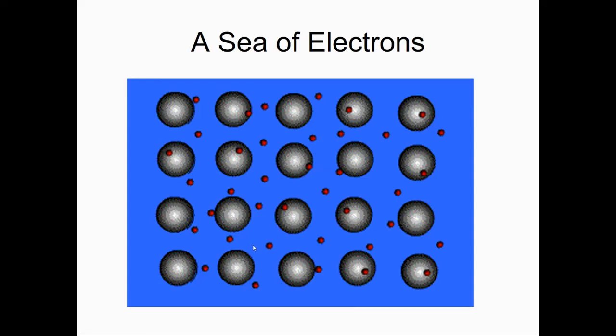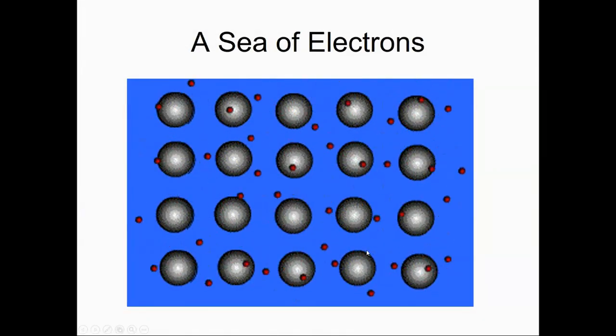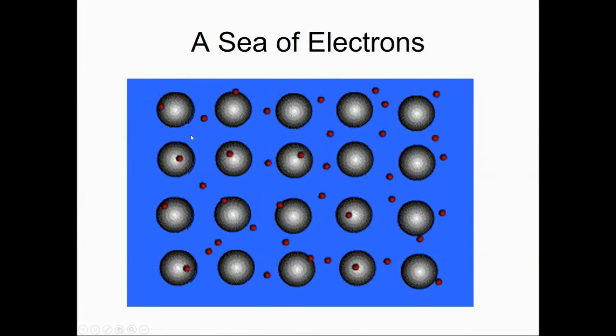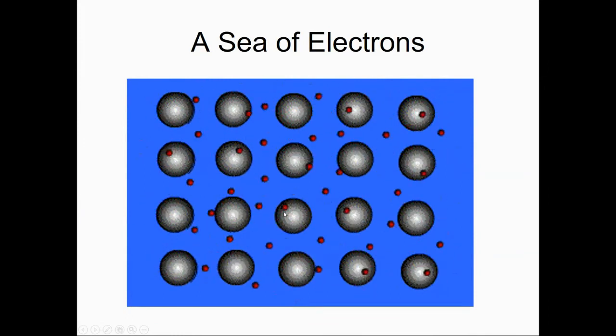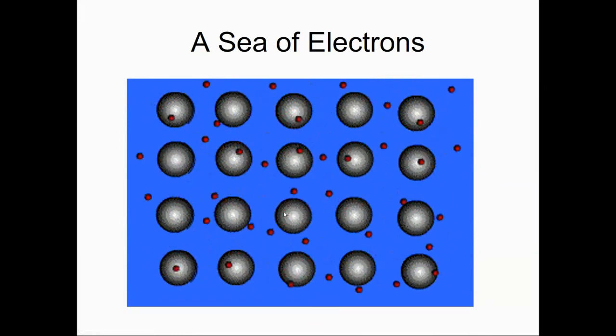So what does that look like? This is what your sea of electrons looks like. Here are your nuclei, and these are the electrons. You can't tell where one electron starts and the other one ends.